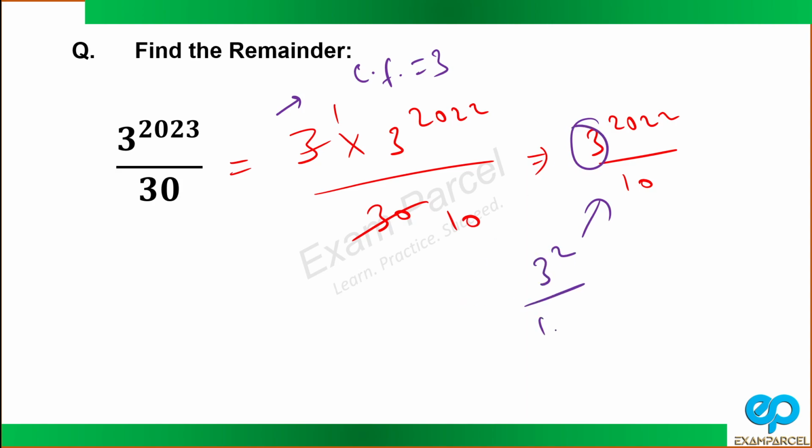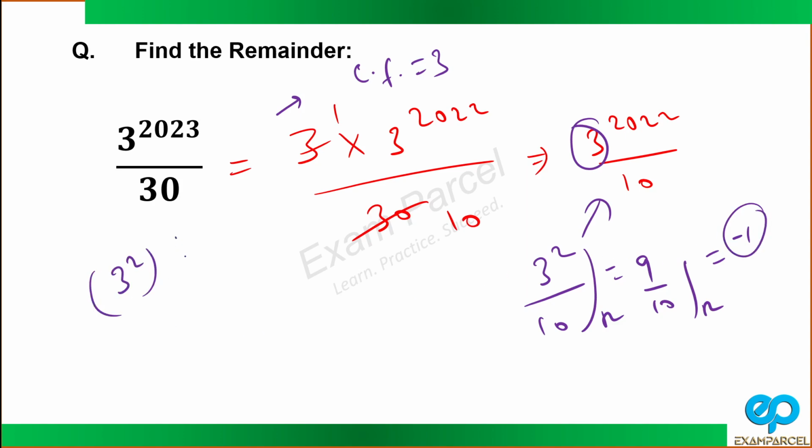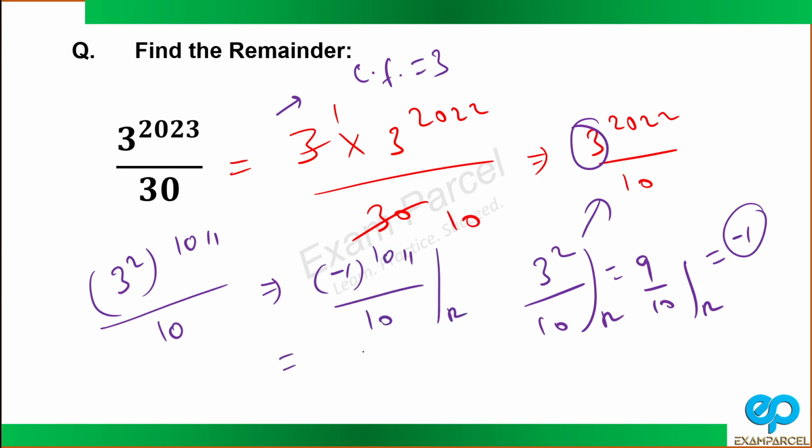So 3 square by 10, this will be 9. Let's say remainder 9 by 10. But this remainder can be written as -1 also, right? So it means that we can rewrite this as 3 square raised to the power 1011 by 10, and this will give me -1 raised to the power 1011 by 10 remainder. And from here, an odd power of -1 will give me -1, so -1 by 10, the remainder would be -1. But do we ever tell that my remainder is negative? We never give our answer as a negative remainder. So in order to convert this to a positive remainder, 10 minus 1, that would be 9.